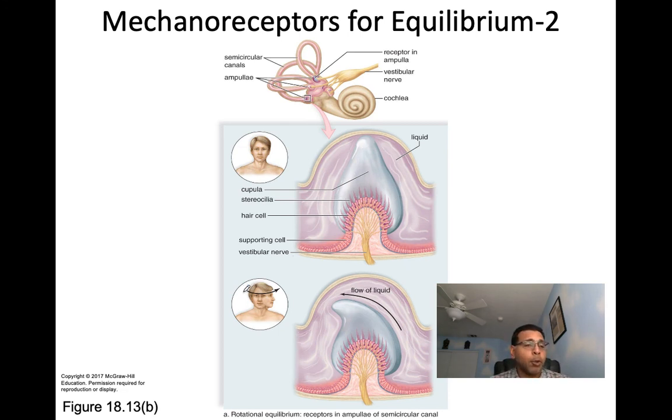So when we have rotational movements, you can see we're going to have the flow of liquid occur, which will then cause bending of the cupula, which leads to bending of the stereocilia and the generation of nerve impulses along the vestibular nerve. And they'll make their way to the brain.